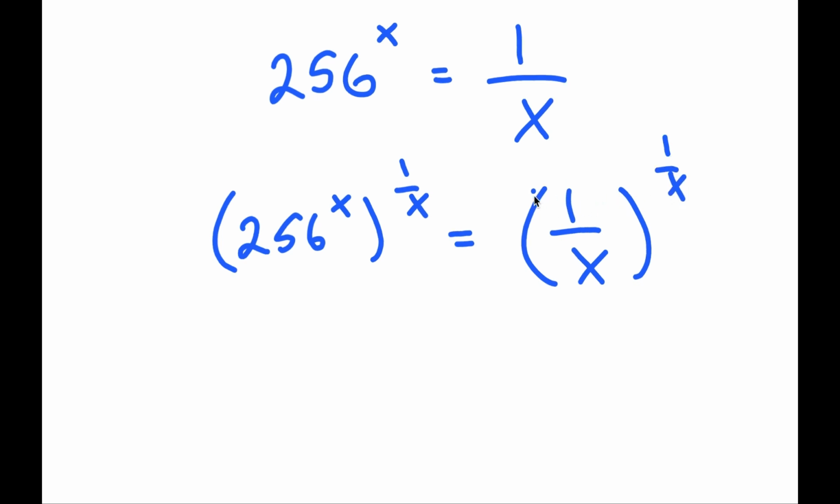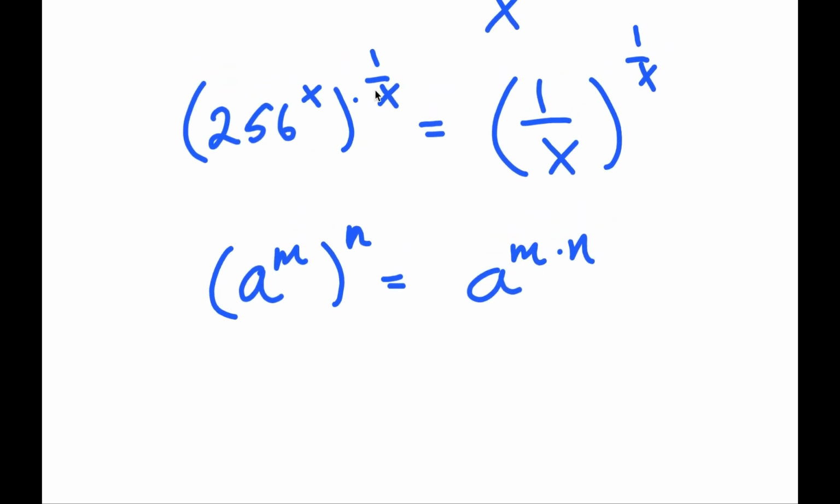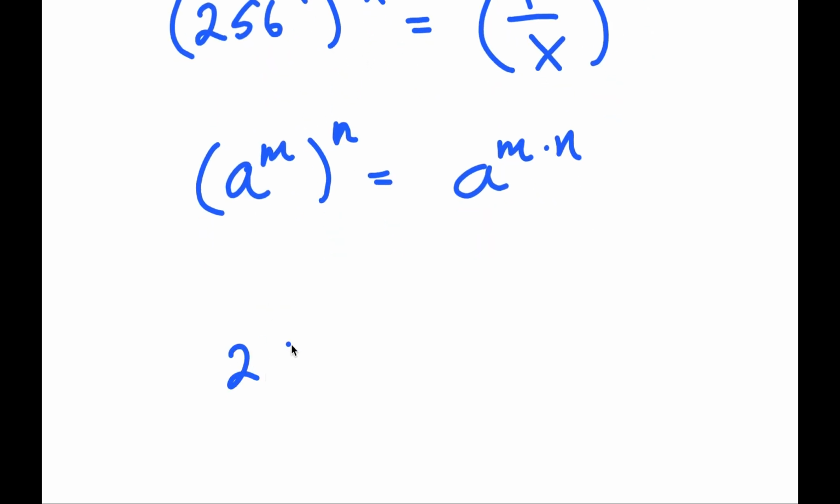Now from here, if I have something in the form a to the power of m to the power of n, this is equal to a to the power of m times n. So 256 to the power of x to the power of 1 over x is the same thing as 256 to the power of x times 1 over x.